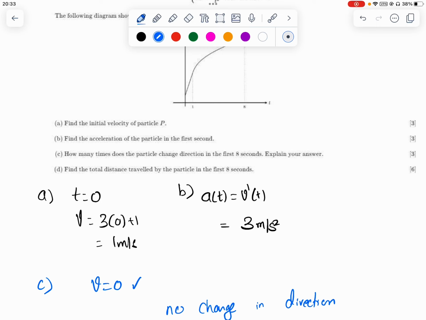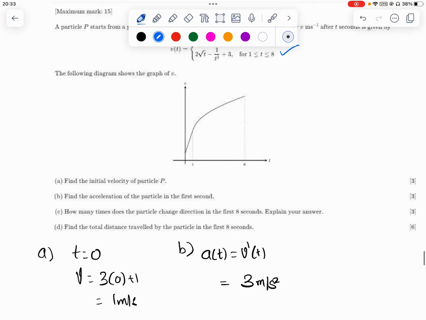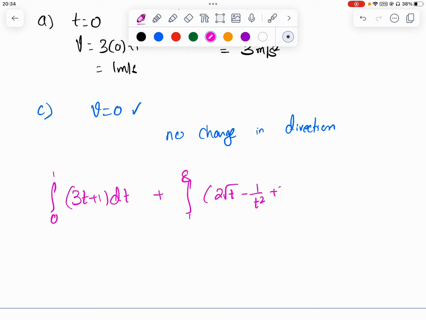Find the total distance traveled by the particle in the first 8 seconds. From 0 to 1 there is one function, and from 1 to 8 another function, so you have to do the integral twice separately. From 0 to 1, we use 3t plus 1 dt, and from 1 to 8, we use 2 root t minus 1 upon t squared plus 3 dt. We find both integrals and add the answers.